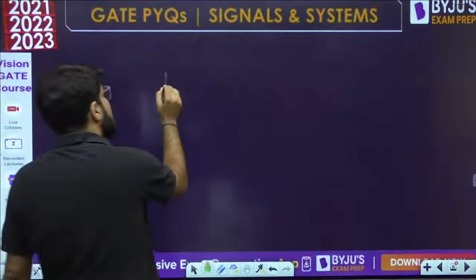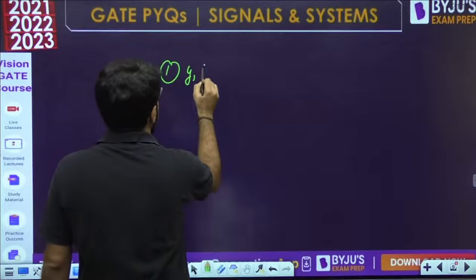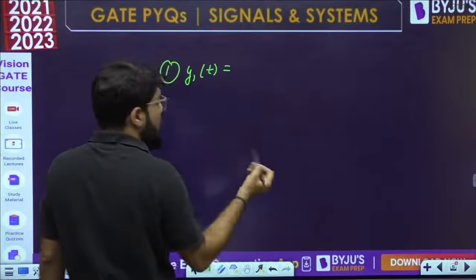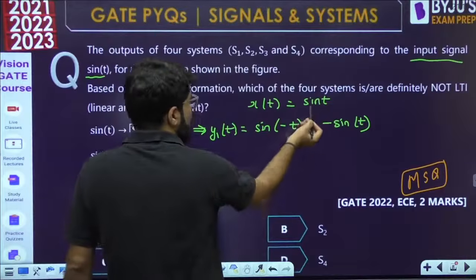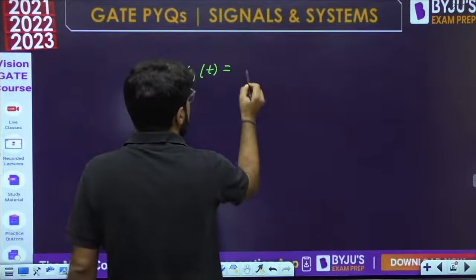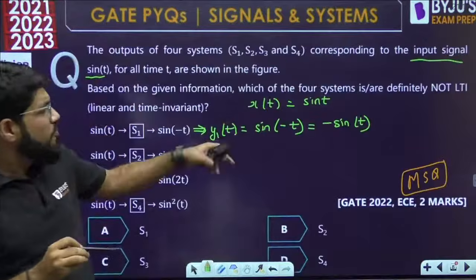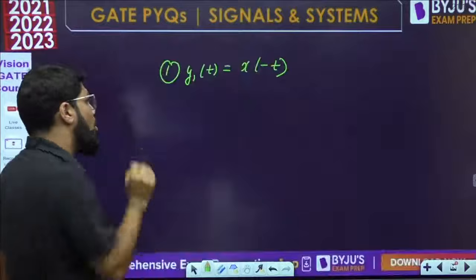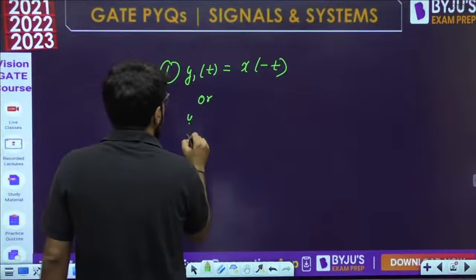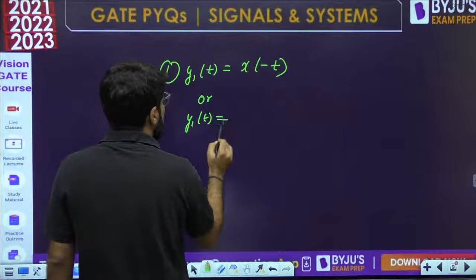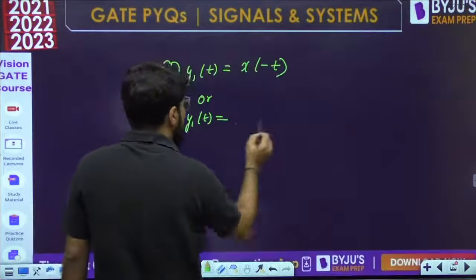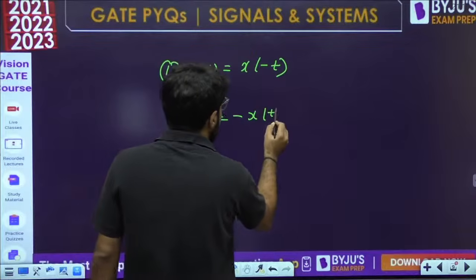That means for the first system, the output may be sine of minus t, meaning t replaced by minus t. So it may be x of minus t, because this is the output for one particular input. Or the output may also be equal to minus sin t, which is equal to minus x of t.